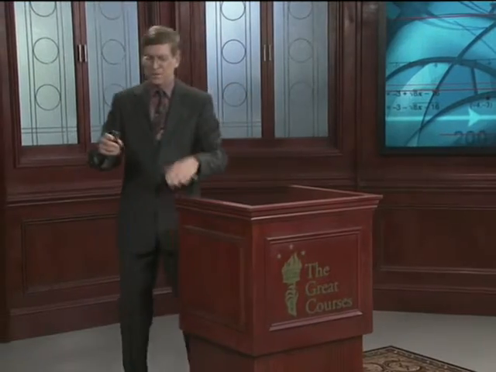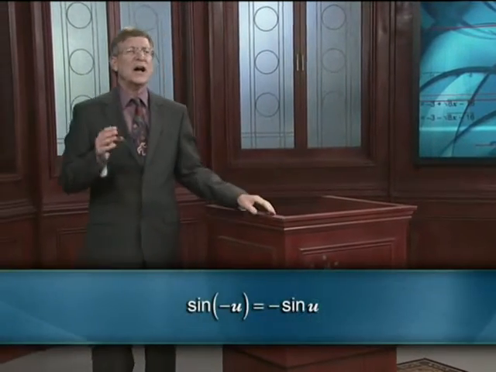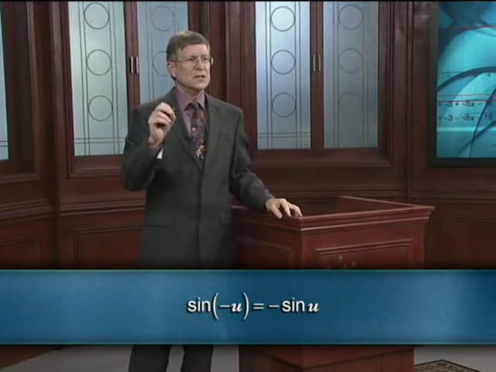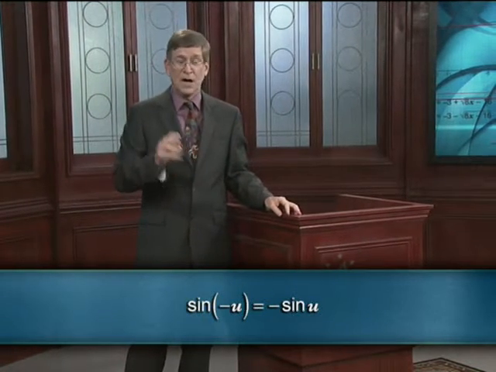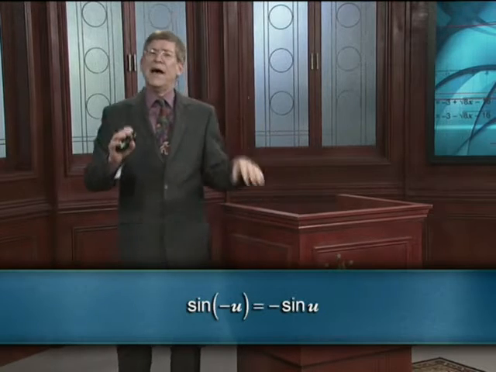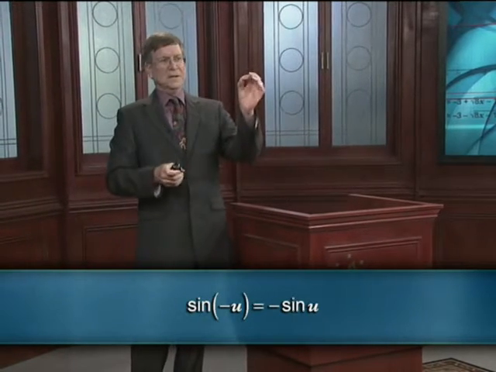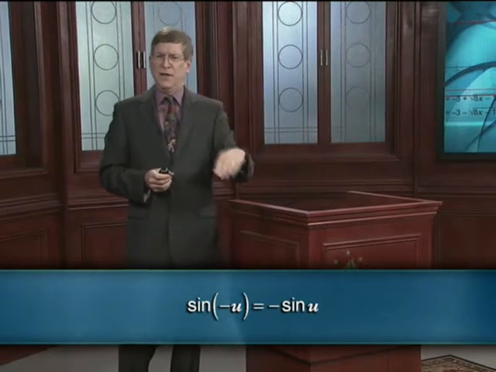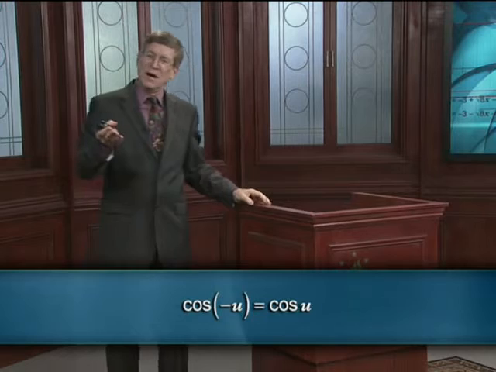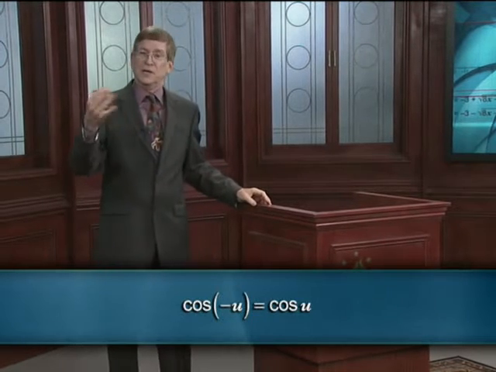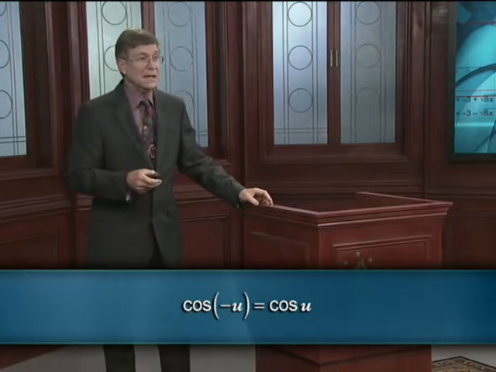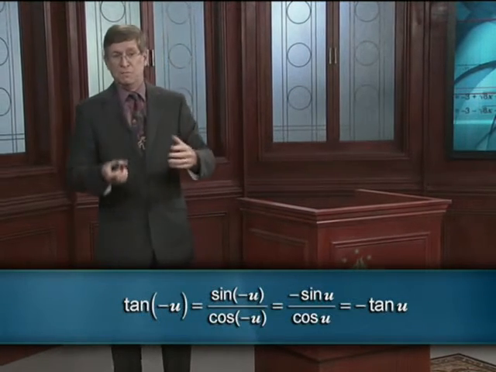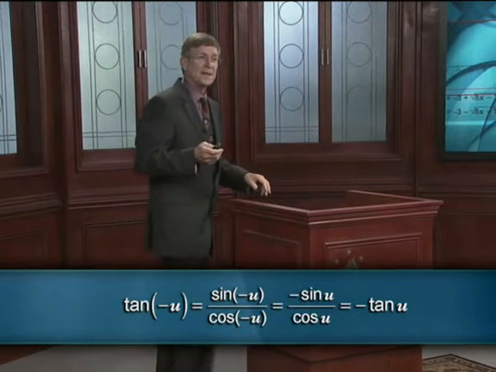Here are some more properties we've already seen. Sine of minus u is minus sine of u. Sine is an odd function. Odd doesn't mean weird here. It's a mathematical term, which means precisely that sine of minus some number is minus the sine of that number. Cosine of minus u turns out to be just cosine of u. It's an even function. And tangent is also an odd function. Tangent of minus u is minus tangent of u.